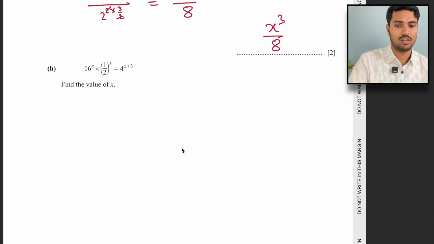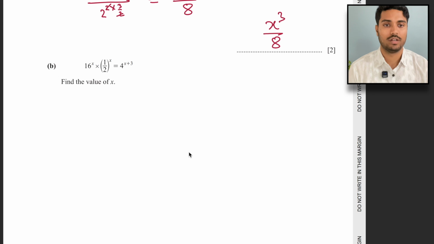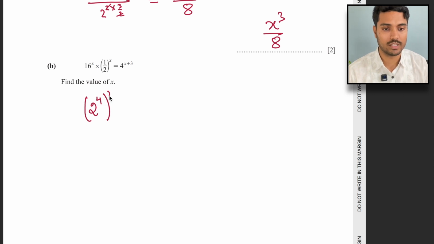Let's check another question. Part B, again, which is based on indices. 16 raised to x multiplied by 1 upon 2 raised to x is equal to 4 raised to x plus 3. So we can convert each number to base 2. 16 raised to x can be written as 2 raised to 4 raised to x, multiplied by 1 upon 2 can be written as 2 raised to negative x, equals 4 can be written as 2 raised to 2, and then we have x plus 3.